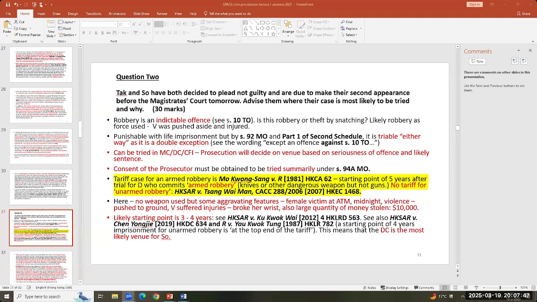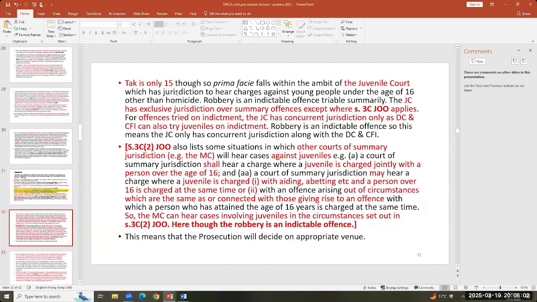How old is SO? 18. TAC is 15. SO is an adult. He's 18. TAC, though, is only 15. So he appears to fall within the jurisdiction of the juvenile court. Remember, the juvenile court hears offenses against offenders under the age of 16.